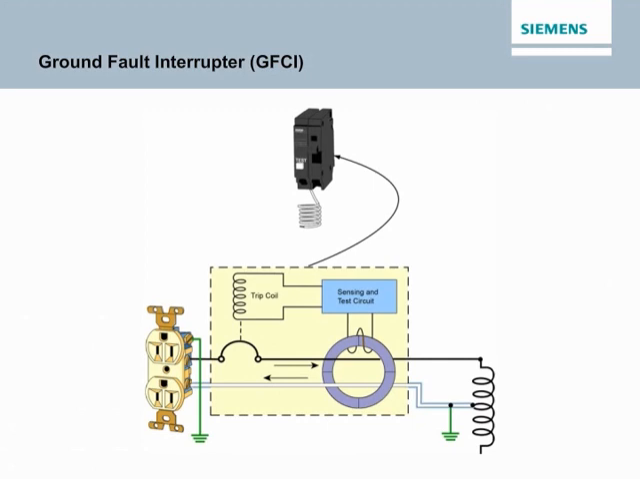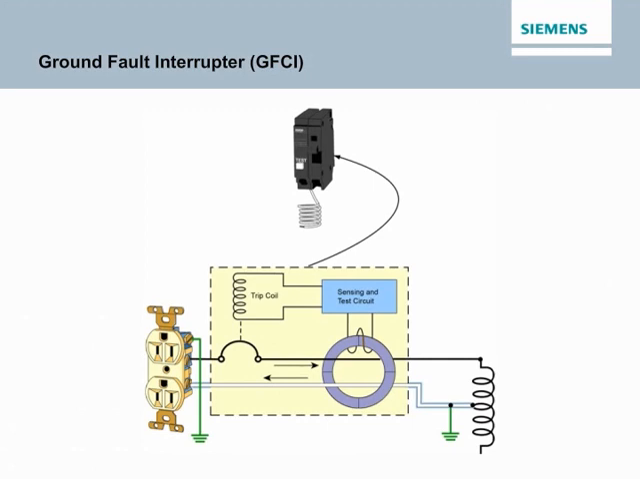Another way is with a GFCI circuit breaker such as a Siemens type QPF or QPHF GFCI circuit breaker. Both breaker types are available in one-pole and two-pole versions. Type QPF circuit breakers have a 10 kA interrupting rating, and type QPHF circuit breakers have a 22 kA interrupting rating. Any receptacle connected to the same circuit as the QPF or QPHF GFCI circuit breaker is ground fault protected.